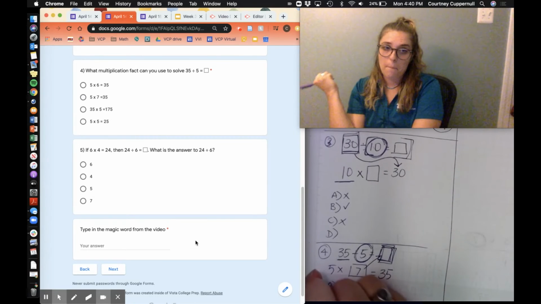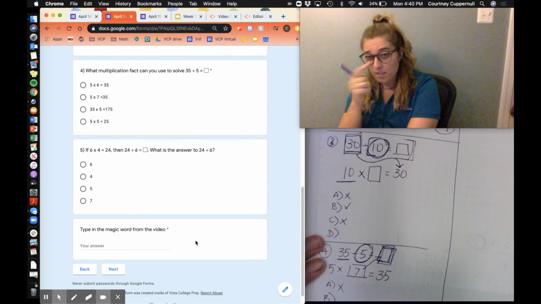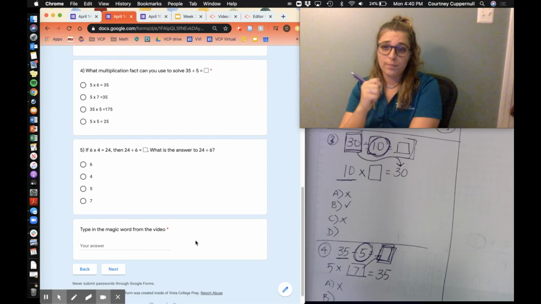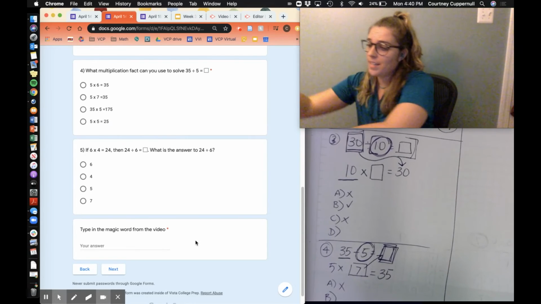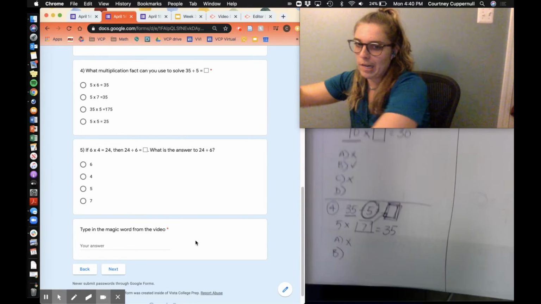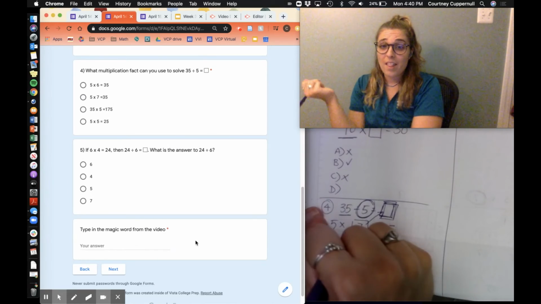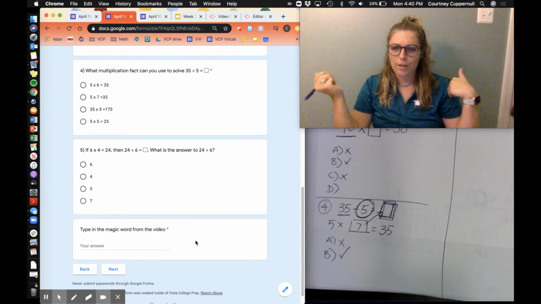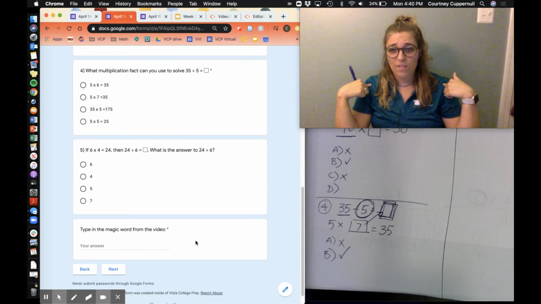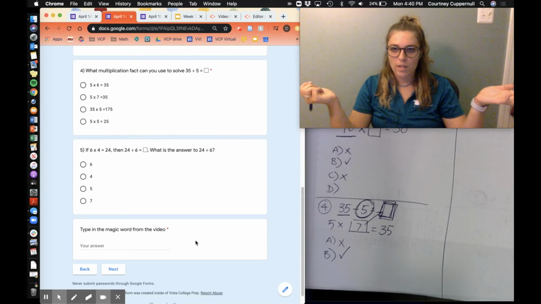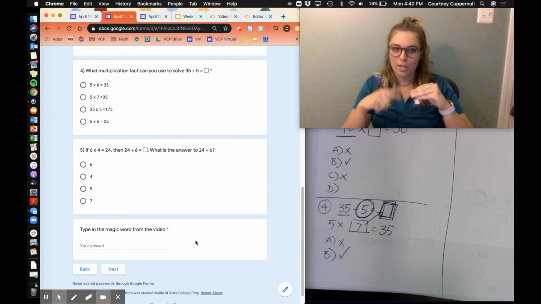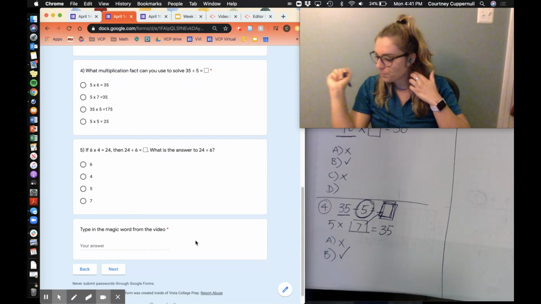Look at B. B says 5 times 7 equals 35. I'm thinking ding, ding, ding, ding. Yeah, because that matches the one we already did. Plus, that's true. 5 times 7 equals 35. So if I know I have 5 groups with 7 in each to equal 35, if I want to split 35 into 5 groups, I know 7 will be in each of them because I can use multiplication to solve my division. All right, let's look at C.